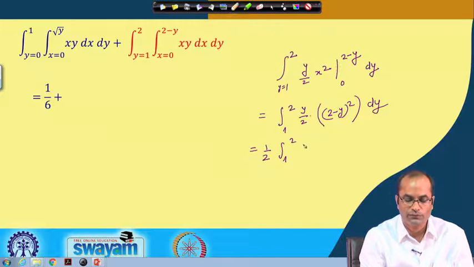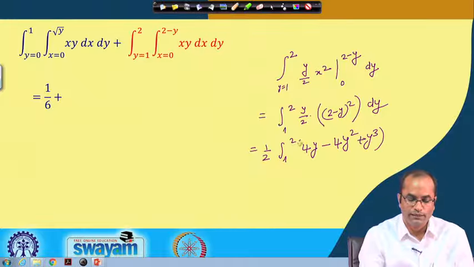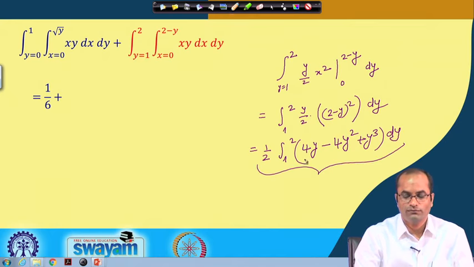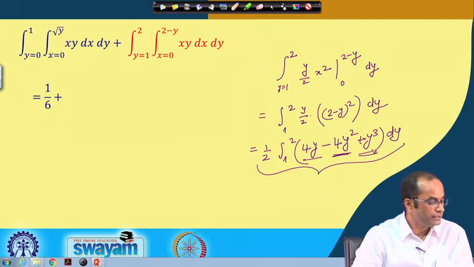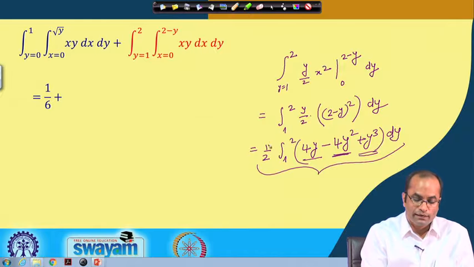So, y has to be multiplied here. We will get this 4 into y, and then minus 4 times y from here, and then this y square term, and plus this y cube, and then we have dy. Now we can easily integrate this: 4 y, minus 4 y square, and then we have this y cube term, with this half.